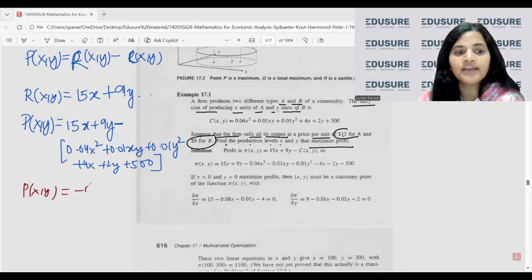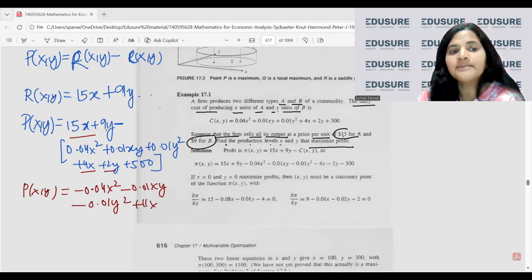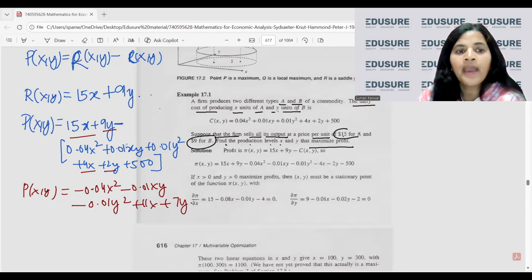So there is only one term of x square. Then collect the term of xy. Then collect the term of y square. Then 4x, when subtracted from 15x, is 11x. And then 2y, when subtracted from 9y, is 7y. And then minus 500. Okay, this is my profit function.